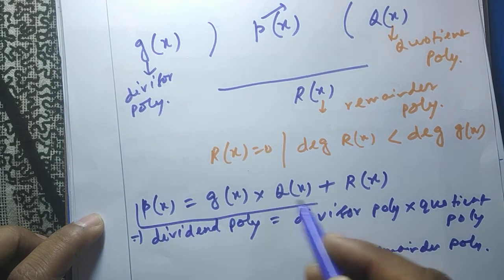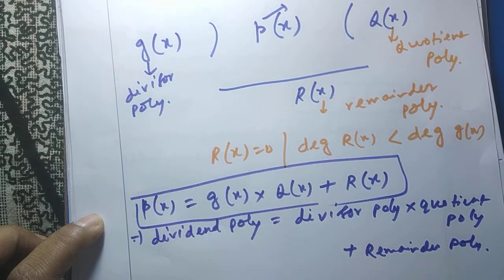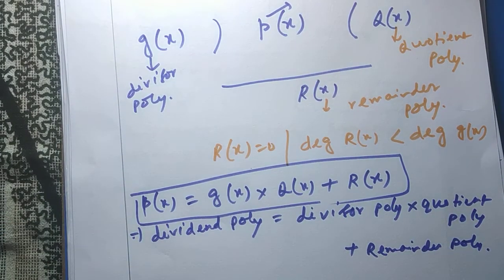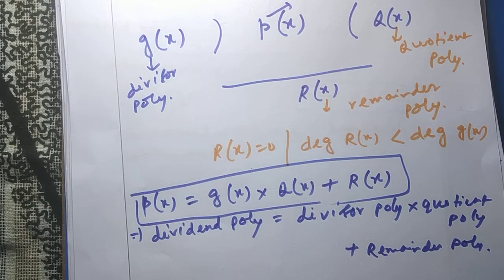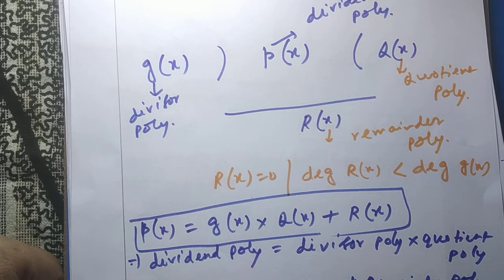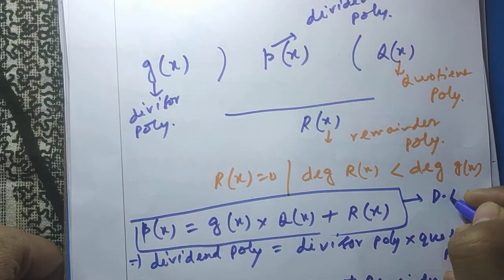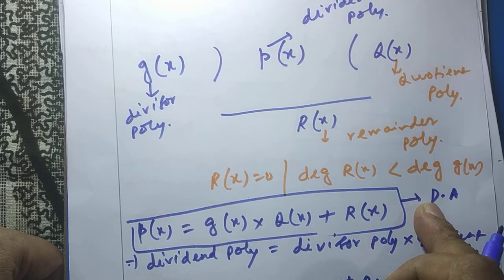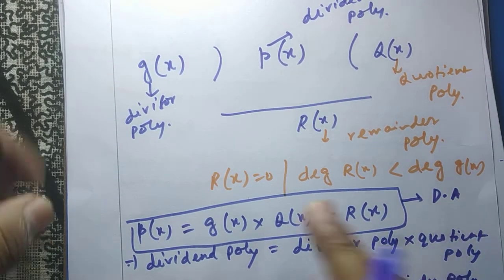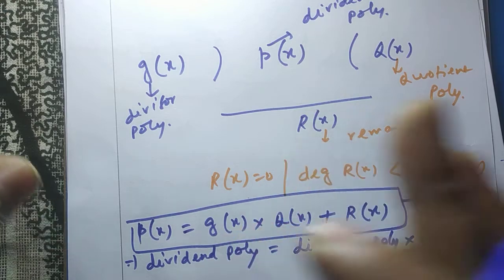This formula is known as division algorithm for polynomials, like Euclid division lemma. This formula is known as division algorithm formula for polynomials. Now let us verify it with an example.